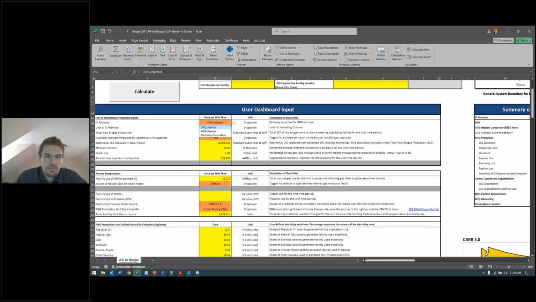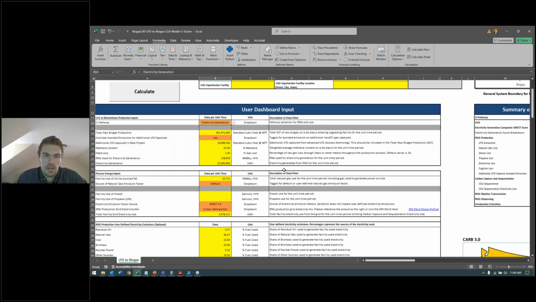All the calculators are equipped with three entries: RNG injected, RNG thermal, and electricity generation. It doesn't mean that these are the predefined ways, but you could really do anything you want. But we think these are three pretty vast, wide-ranging buckets that hit everything. I mentioned this gray area here, showing you that, for instance, for RNG injected, these are the things that you need to fill out: the production, the methane content, so on and so forth. If we were to switch to electricity generation, different things would change. So now this says RNG used for electricity generation. This is no longer grayed out, asking the user for the input to electricity generation.